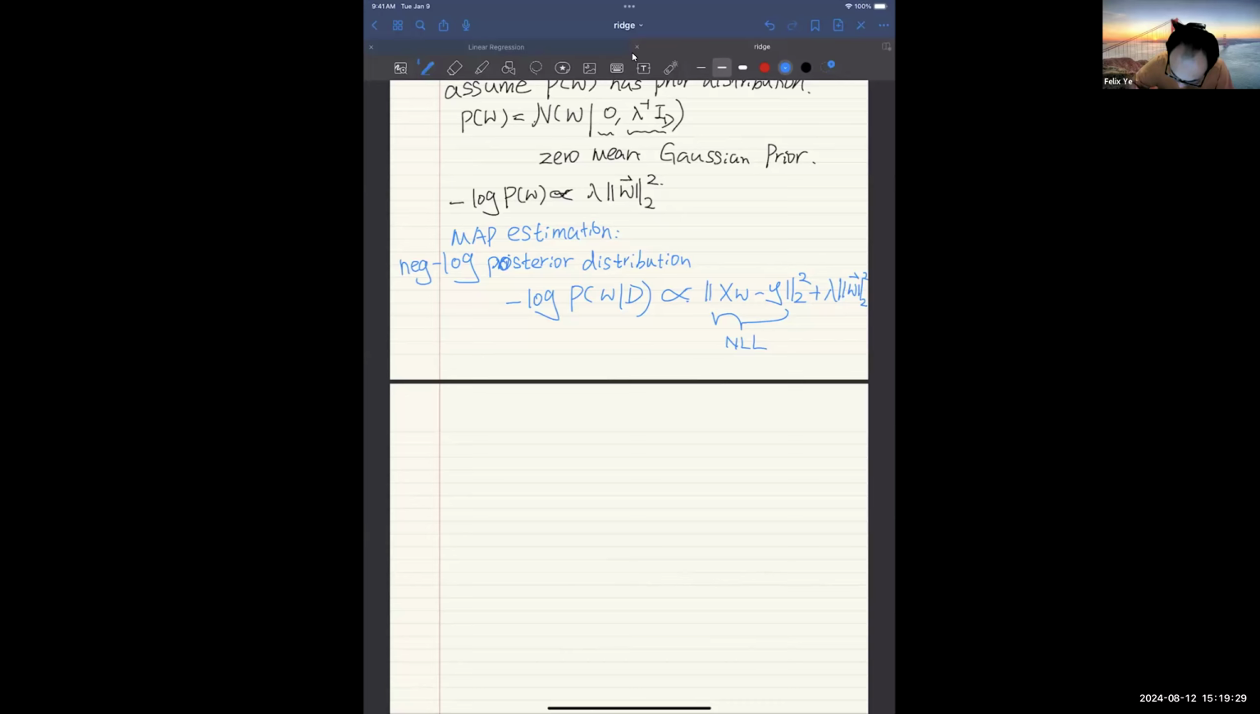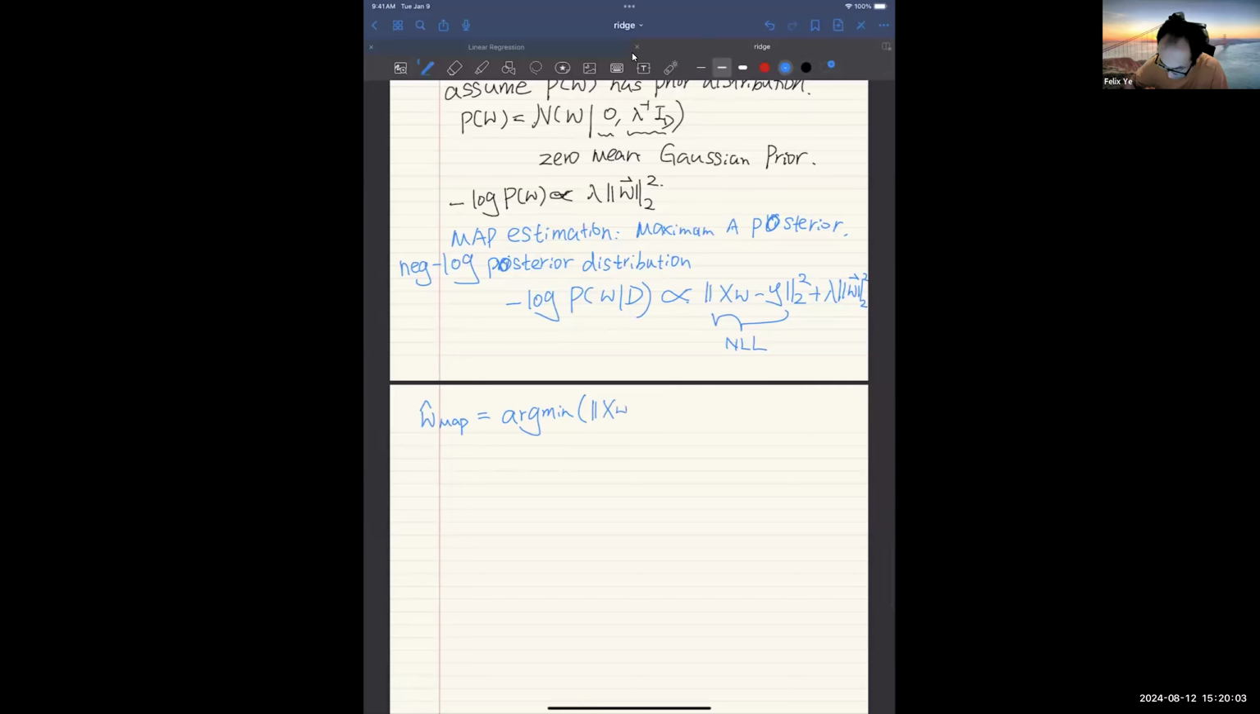So then my MAP, which is short for maximum a posteriori, is the arg min of the norm of XW minus Y, this is all vector, plus lambda times the square of the two norm of W. That is called ridge regression. So ridge regression is where we add this lambda times the square of the two norm of the coefficients.